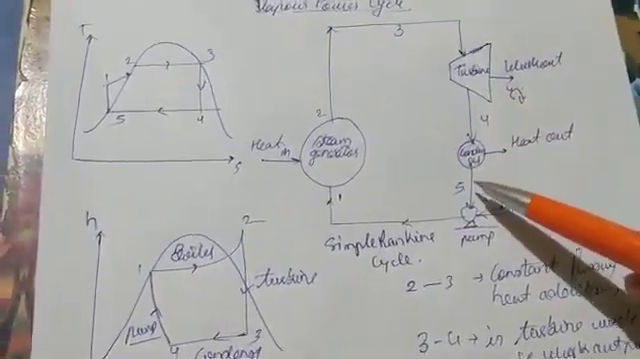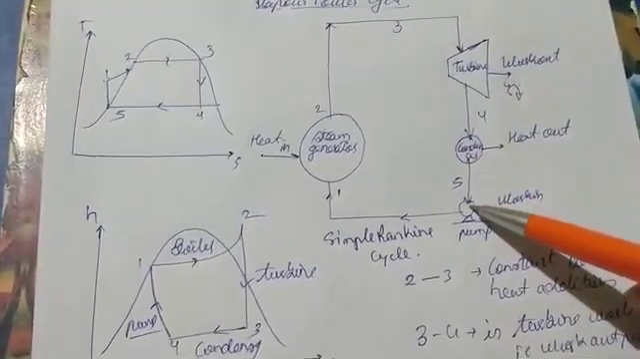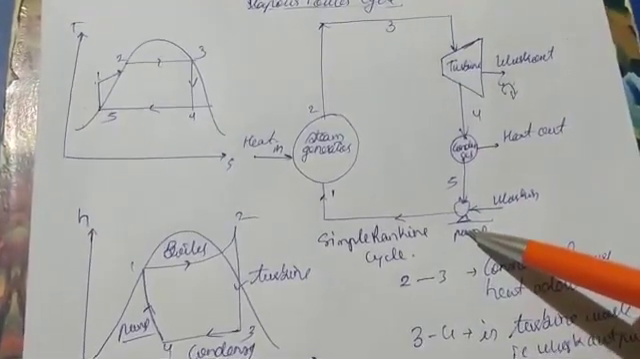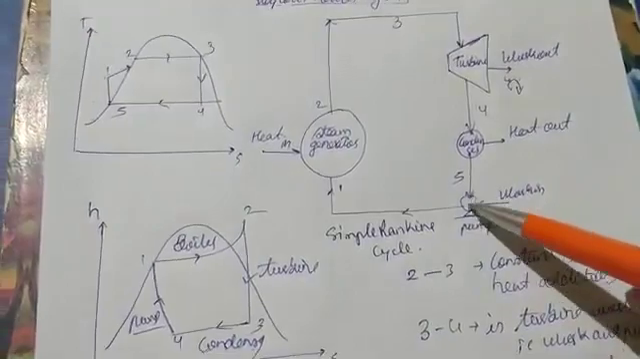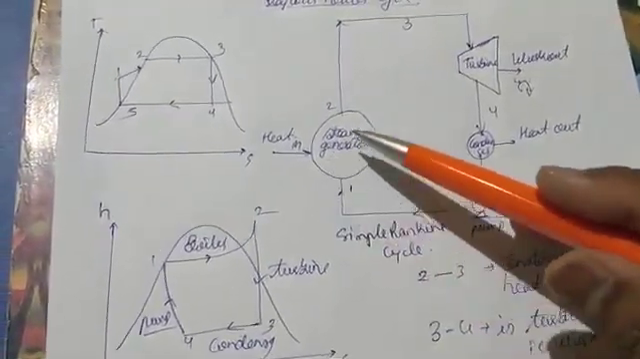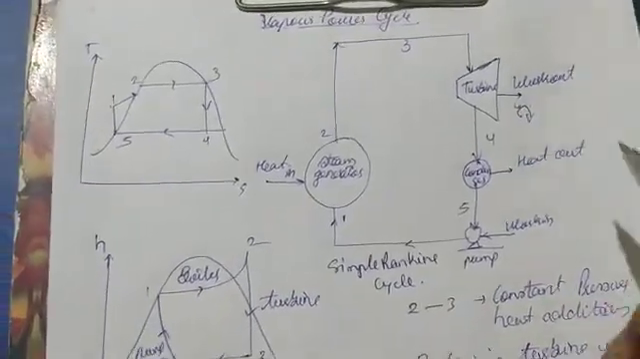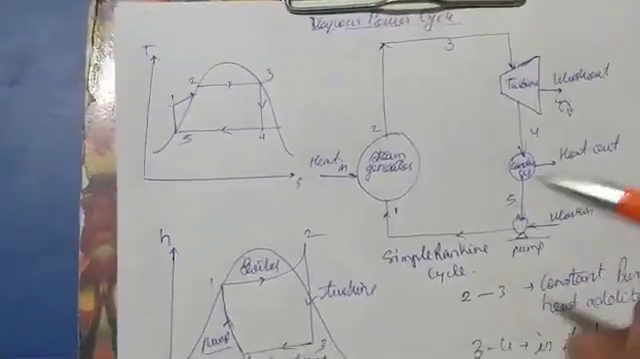Then the steam is condensed from 4 to 5. Then the condensed steam is again sent to the pump, which we call the feed pump. That feed pump sends the liquid again to the steam generator. Now let us look at this one by one.